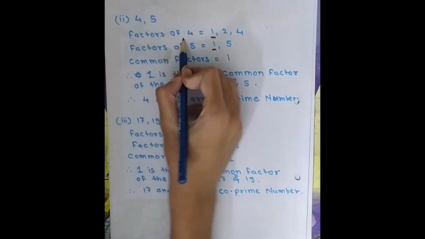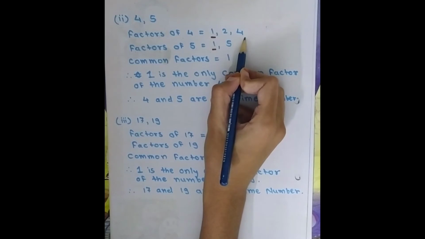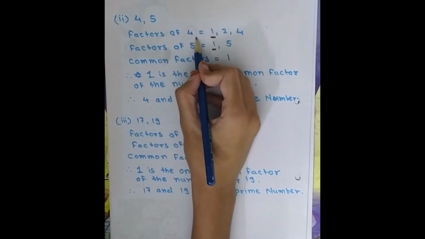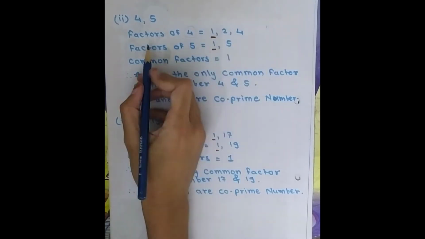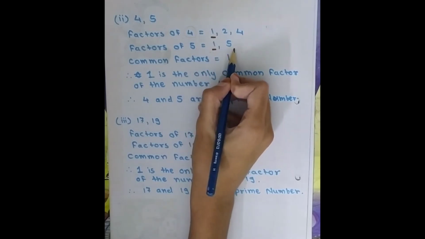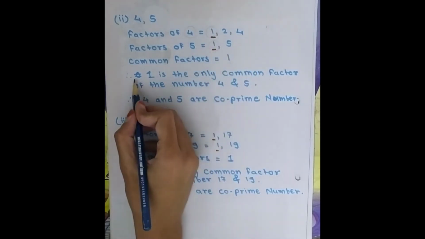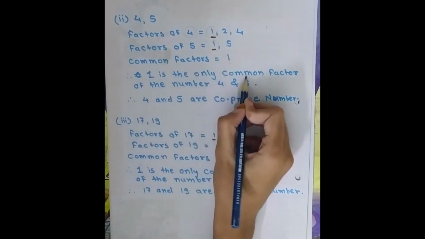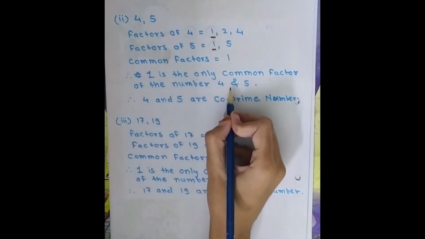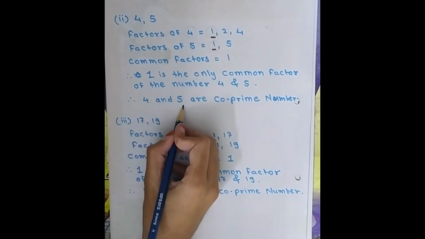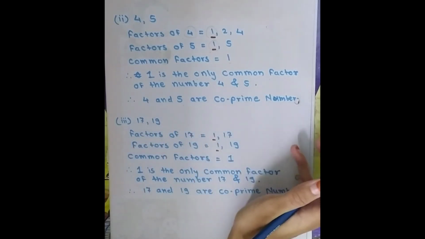Factors of 4 are 1, 2 and 4. And factors of 5 are 1 and 5. So its common factor is 1. Therefore we write 1 is the only common factor of the numbers 4 and 5. Therefore 4 and 5 are co-prime numbers.